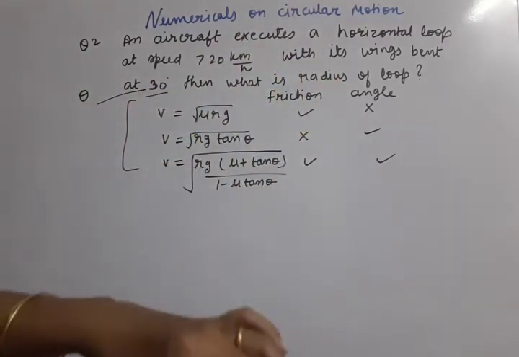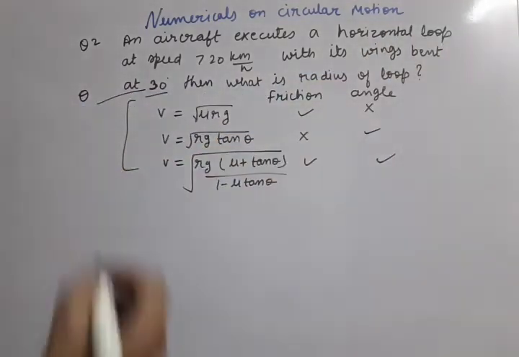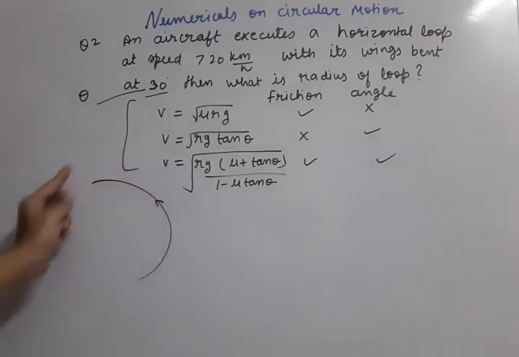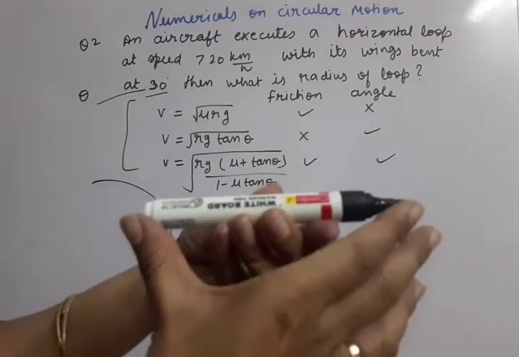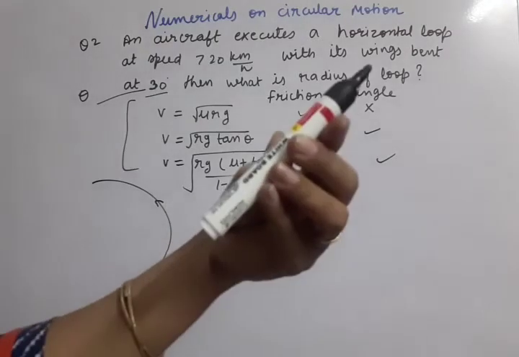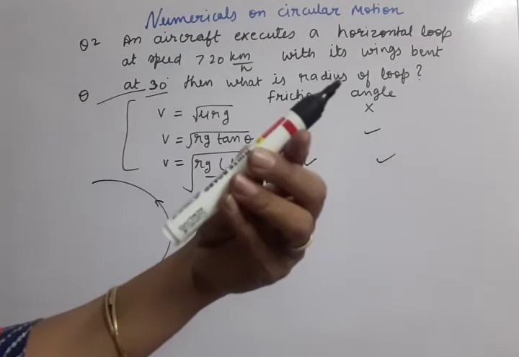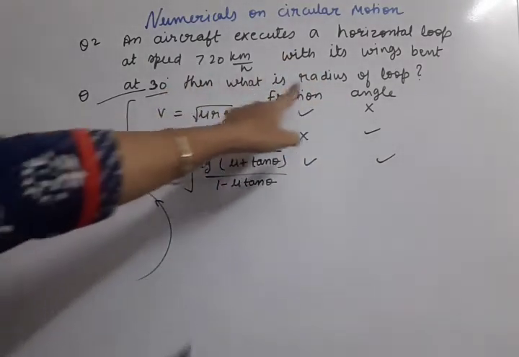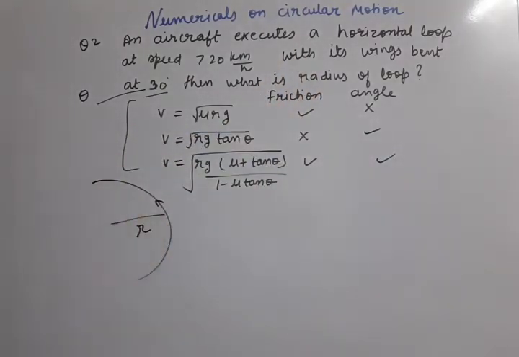Now it is given that it is taking a loop. Loop means a circle, so the motion is circular motion. An aircraft is taking a circle. And one more thing, the aircraft's wings are not horizontal actually. The wings are at some angle. This is horizontal and this is at some angle. So the wings are at 30 degrees. We have to solve for the radius of this loop.